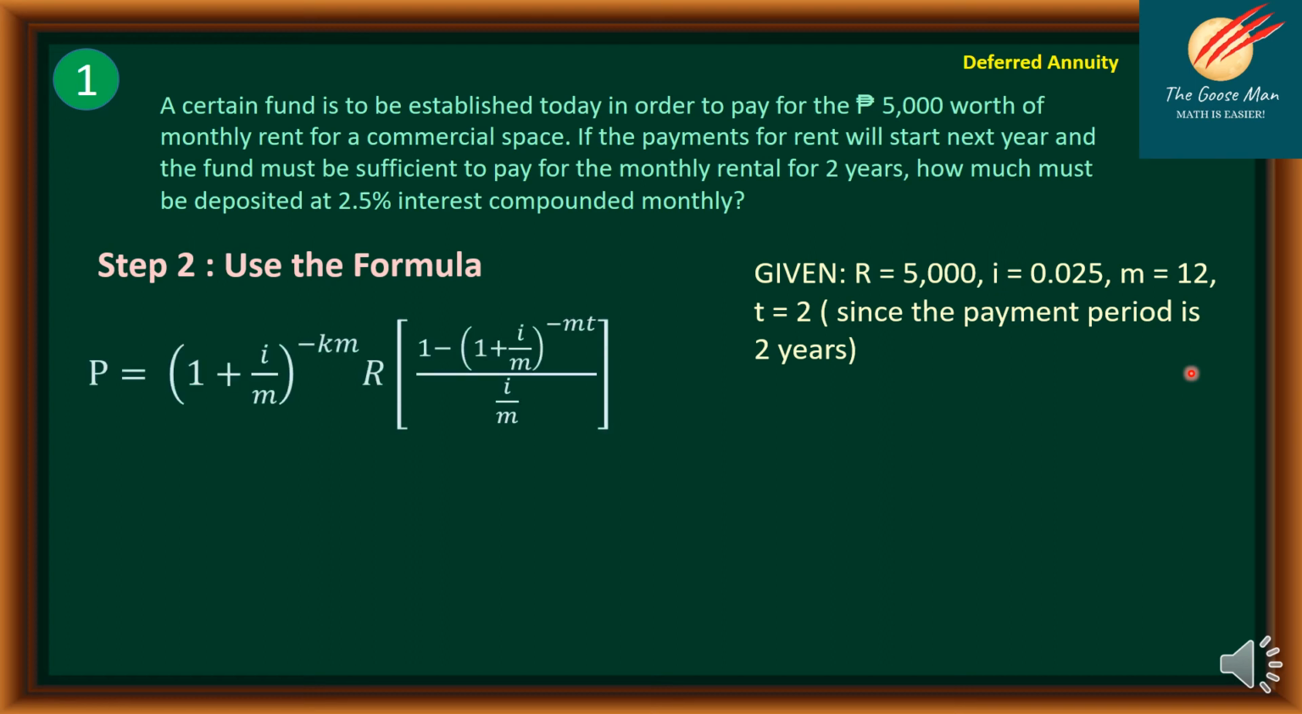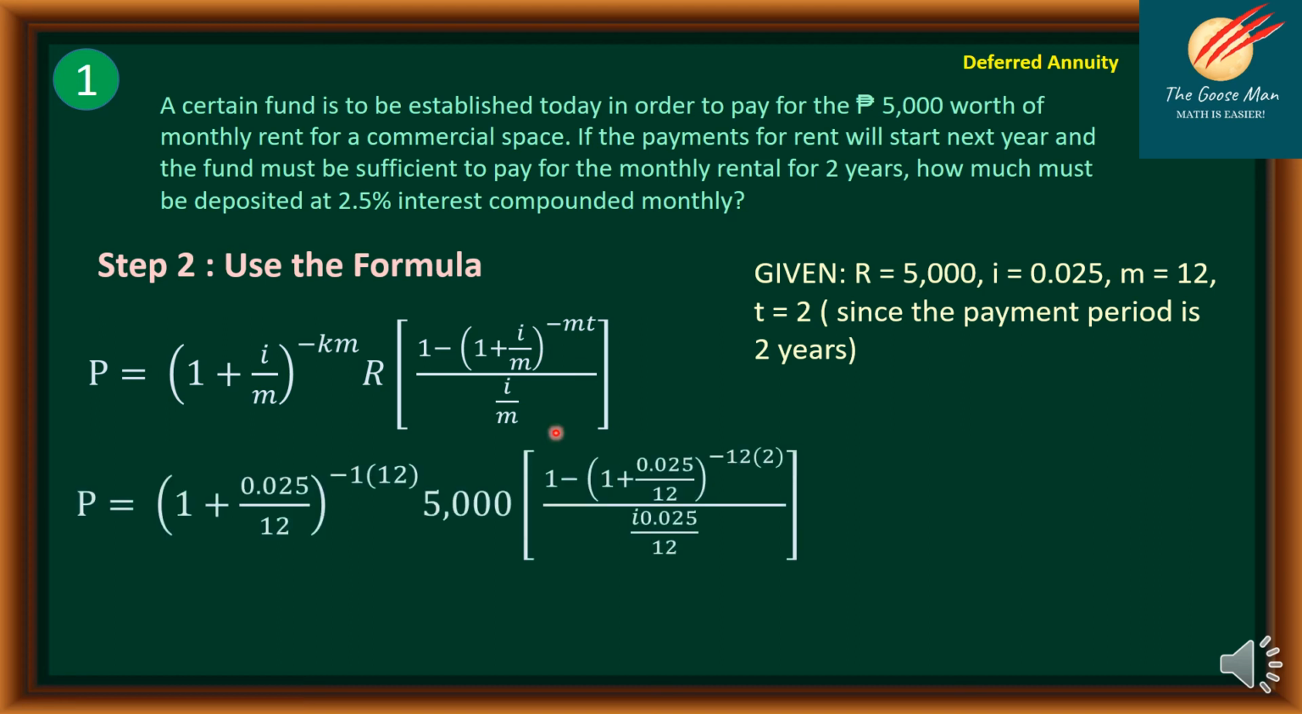So let's recall the formula. We have present value is equal to (1 + I/M) raised to negative KM times R times [1 - (1 + I/M) raised to negative MT] all over I over M. So we will substitute the given values.